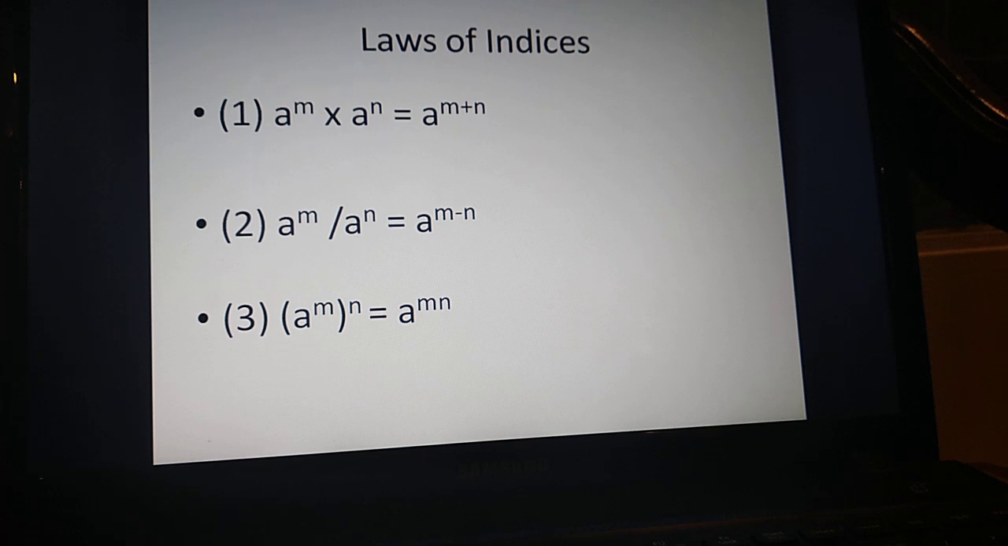The third law of indices, a to the power m to the power n, means that you should multiply the indices by one another. So this becomes a to the power m times n. بضرب الأسس في هاي الحالة. Let's make that work.